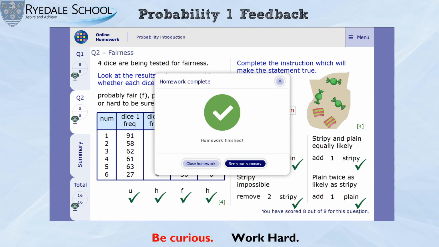Okay, so there we go. I hope that has helped some of you. It makes more sense. If you do want to go back and have another go at that homework, then feel free. That is not a problem at all.